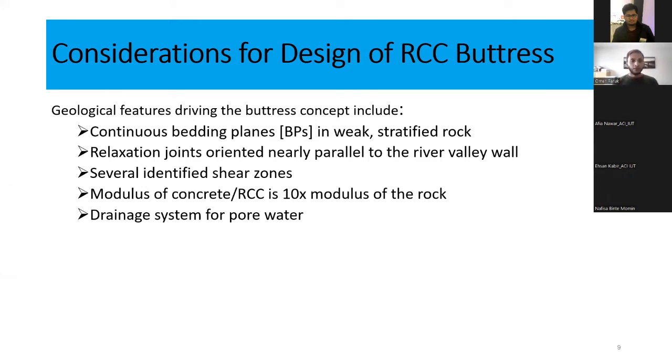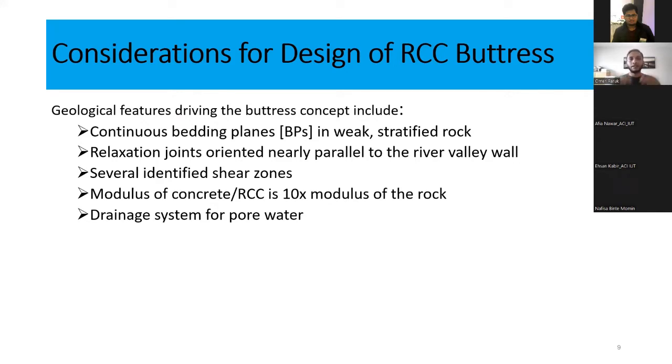Okay, moving on. So we have continuous bedding planes and they are weak, and the bedding planes are stratified. When you take a section of the earth in this area, you can clearly see the rocks are stratified. They're not like a big rock mass, one mass. Whenever there was a tide going one direction, we have some sediments. And then when we have a tide going in another direction, we have another sediment layer. So it's like layer above layer, and because of this layer above layer, we have weak zones.